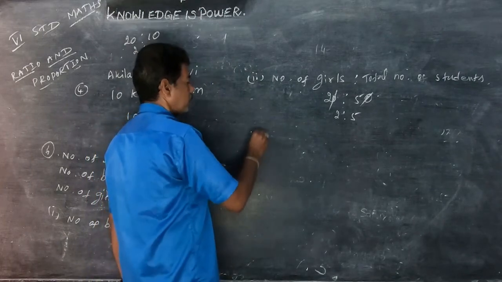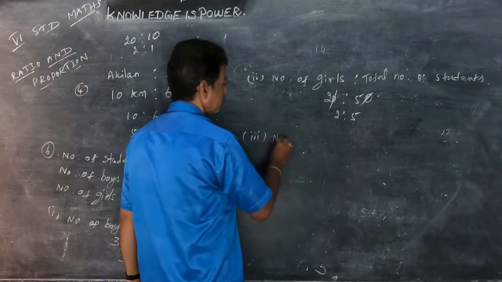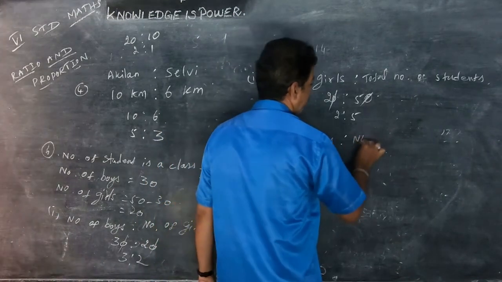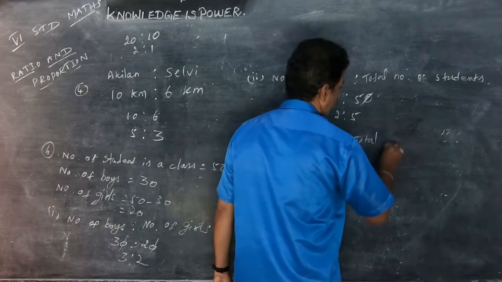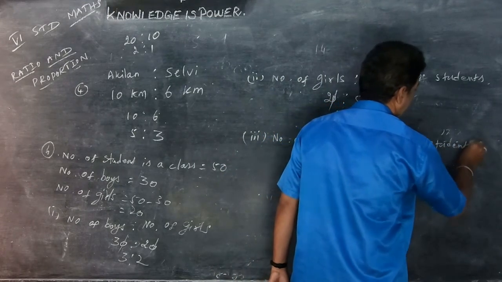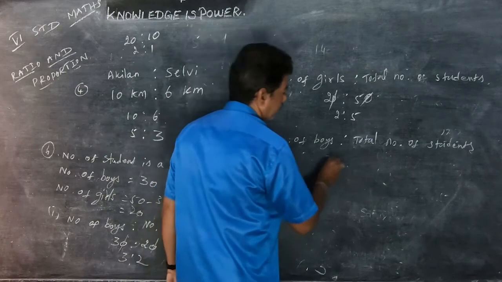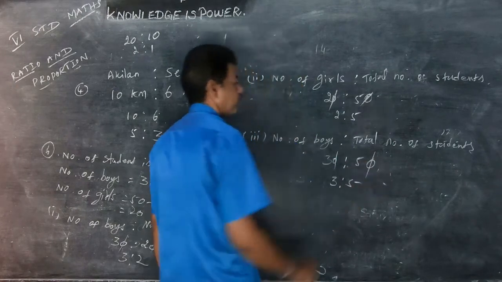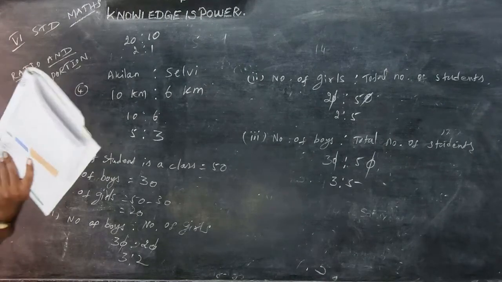Question number 3: number of boys to the total number of students. Already we have the number of boys, which is 30. 30 is to 50. Zero, zero cancel. So 3 is to 5. This is the way we have to express these things in terms of ratios.